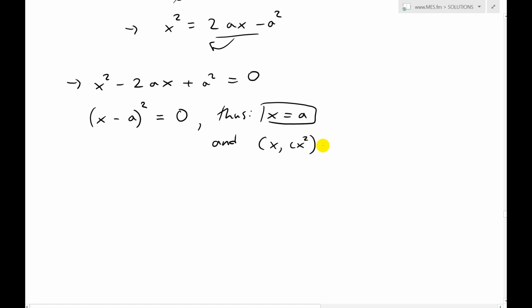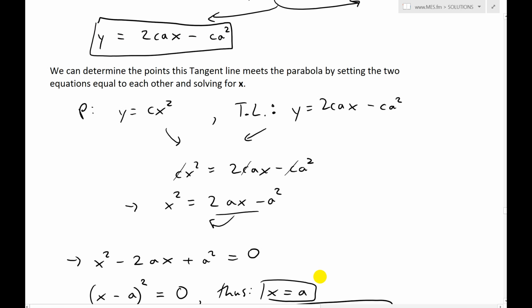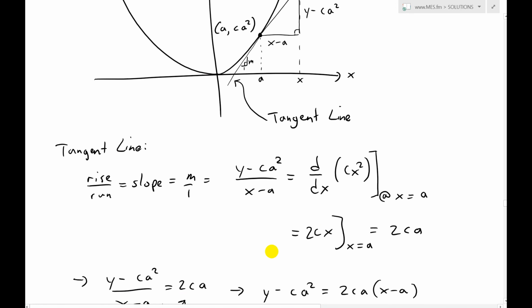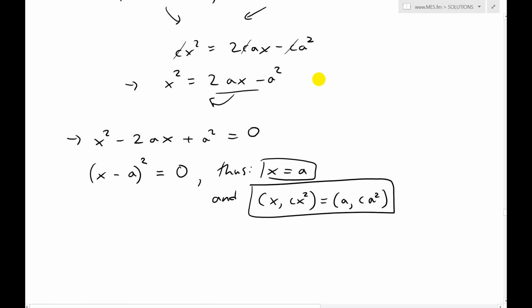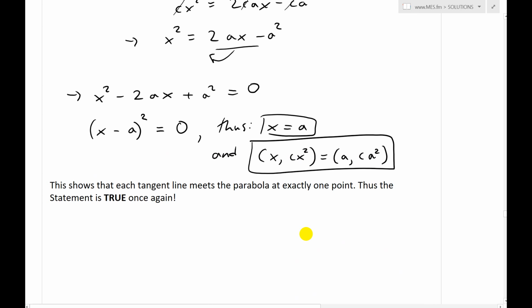The parabola, the point on it is going to be at a, so (a, c a squared), like that. And yeah, that's the point. And that's exactly this one right here, scrolling up. That's exactly just this point, (a, c a squared). So that's just 1 point. And yeah, so this shows that each tangent line meets a parabola at exactly 1 point.